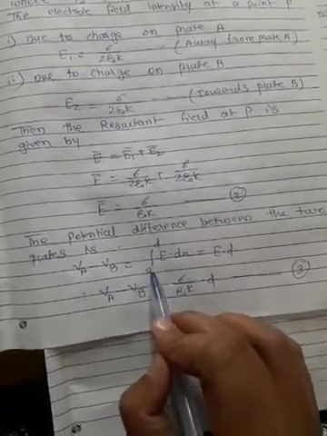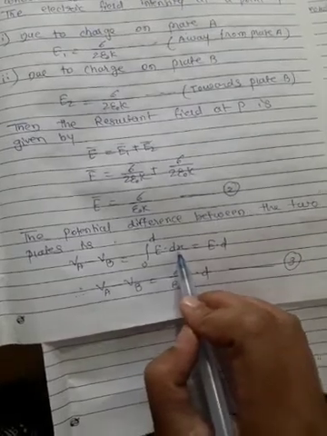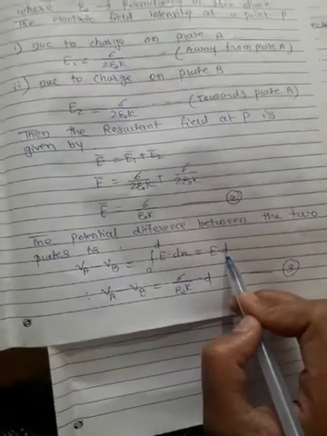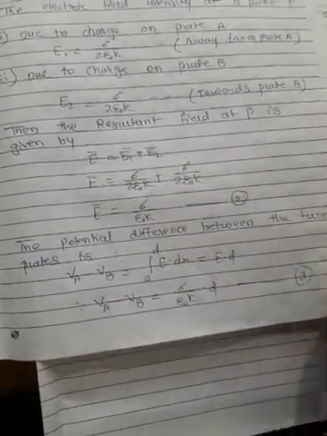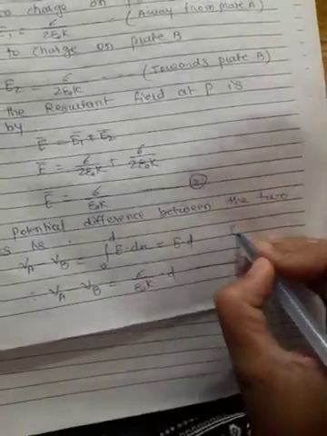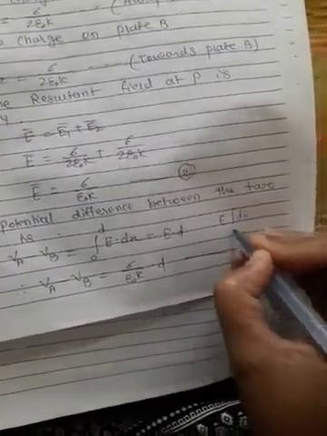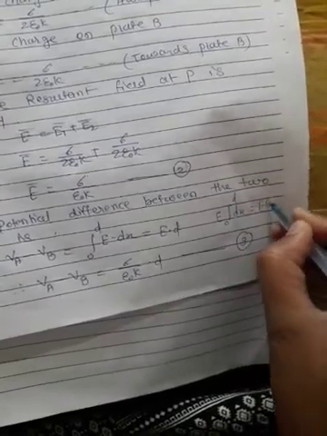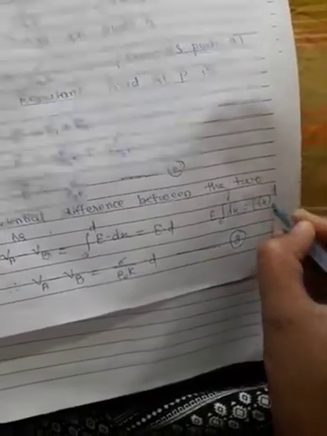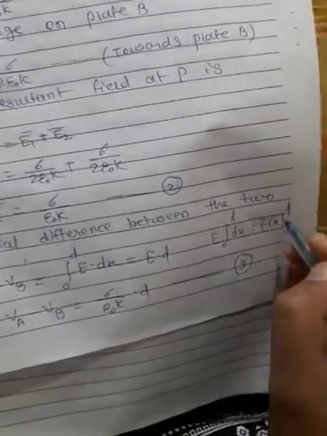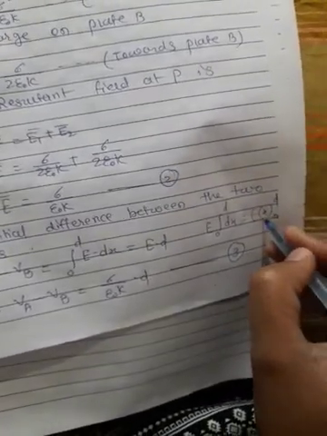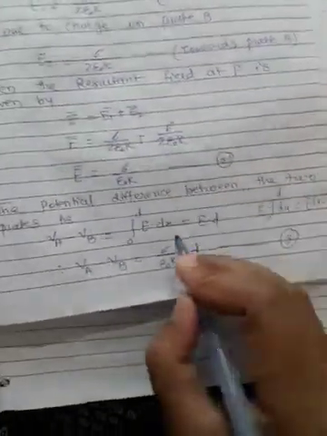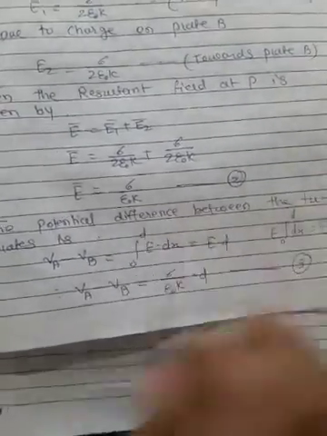Therefore, we take the limit from 0 to d of E dx. After integrating, we get E into d. We take E as a constant, then integrate dx with limit 0 to d. The integration of dx is nothing but x, limit 0 to d. Substituting the limits of x, 0 and d, we get E into d. After solving this integration, we get E into d.